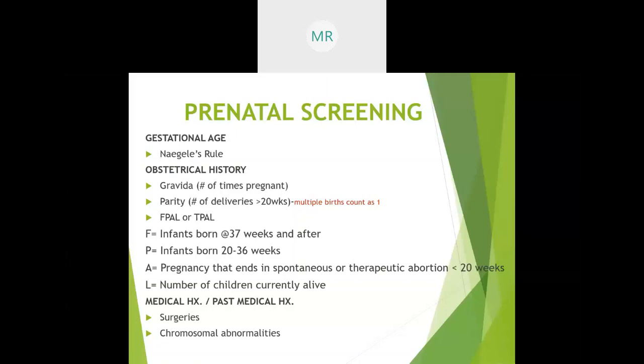So we go back from the first day of her last menstrual period, we're going to go back 3 months and we're going to add 7 days. So if we say that the first day of her last menstrual period was November 7th, we're going to go back 3 months, not counting November. So we're going to go back October, September, and August. And that will be August. We're going to add 7 days. So that's August 7th plus 7 is August 14th.